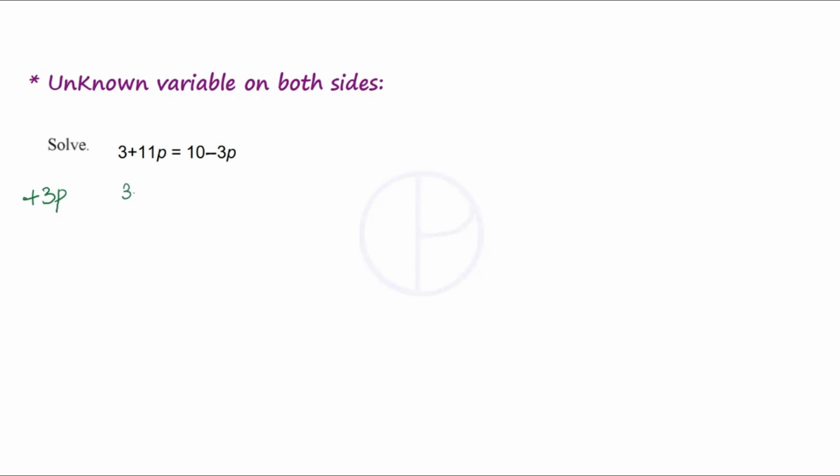So we get 3 plus 11p plus 3p is equal to 10 minus 3p plus 3p. So we get 3 plus 14p is equal to 10. Now we have to bring the constant to one side.